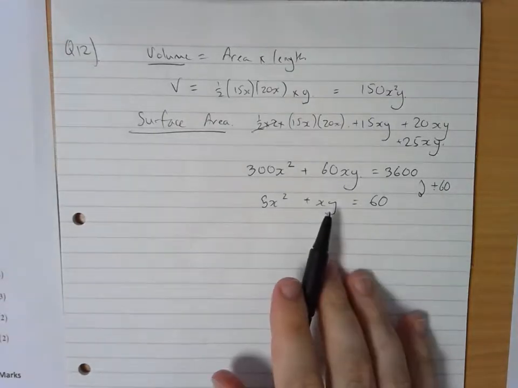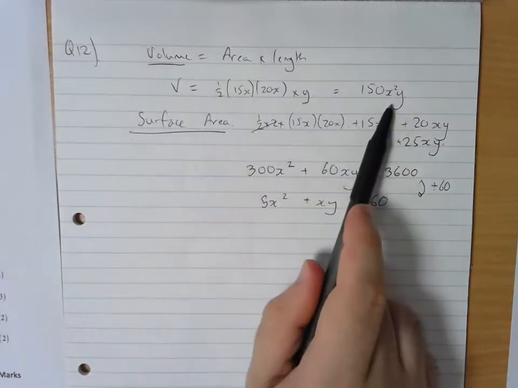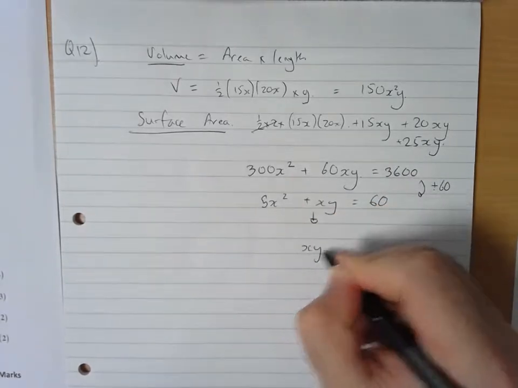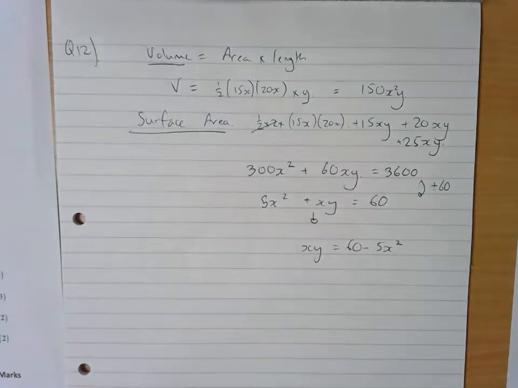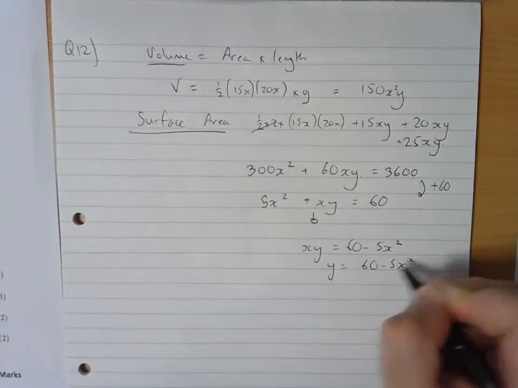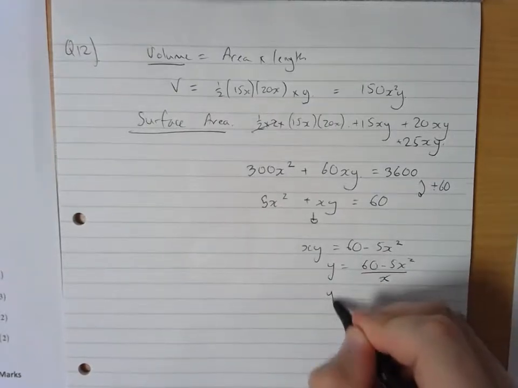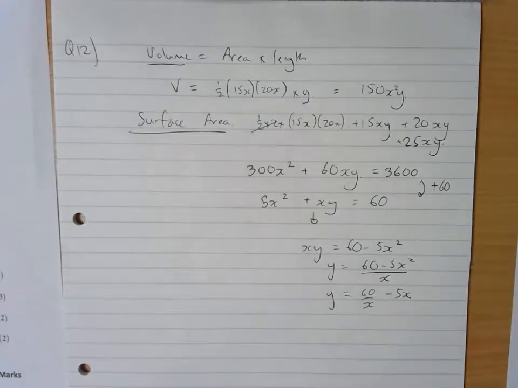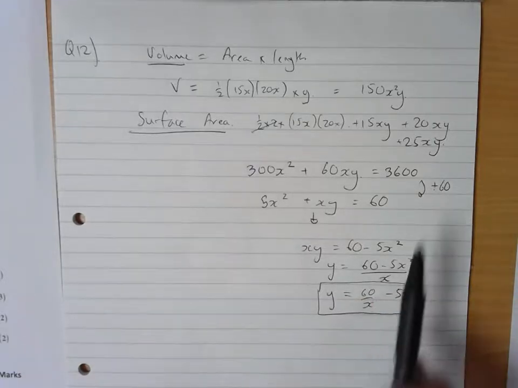Okay, so now we need to go back and have a look at what we're trying to do. We're trying to get a volume equation that doesn't have y in it. So what I'm going to do is make xy equal 60 minus 5x squared, and y equals 60 minus 5x squared all over x. By dividing by the x, y equals 60 over x minus 5x. So this is an expression for y which we can use with our volume equation.